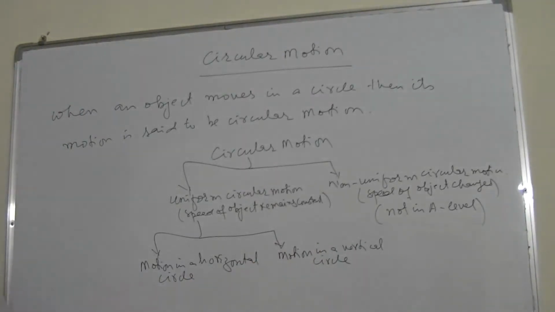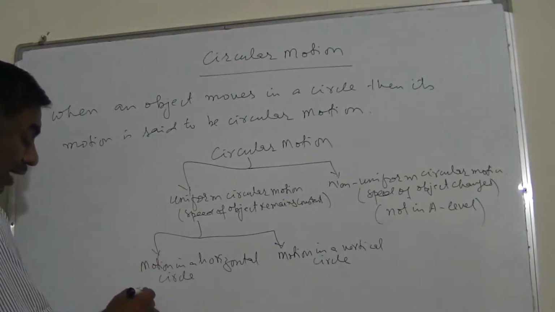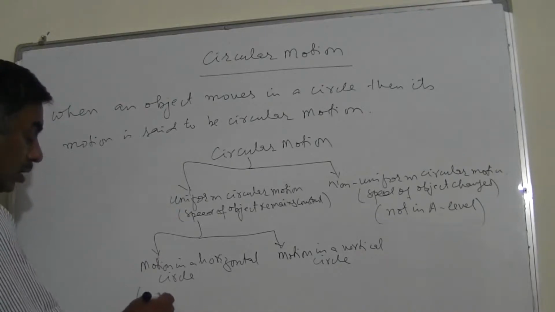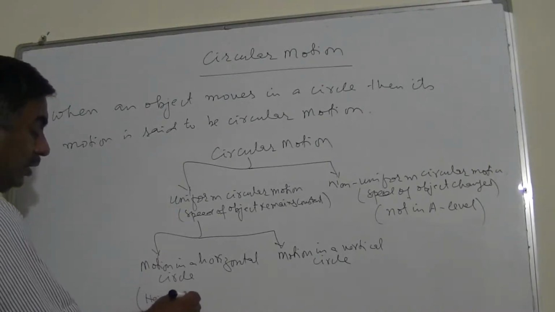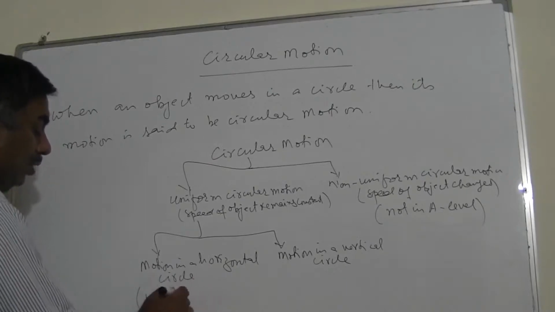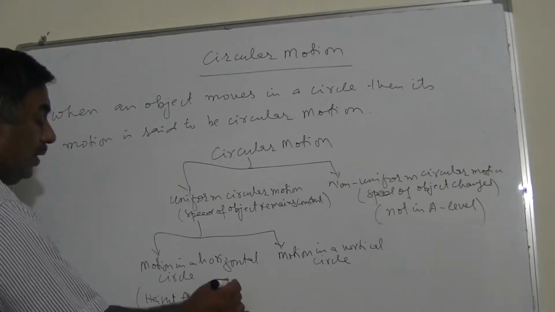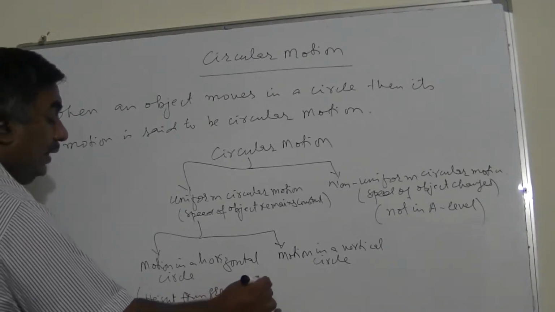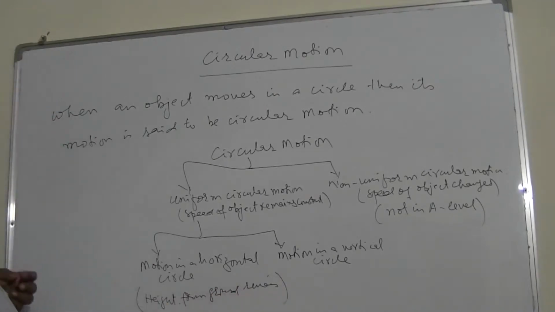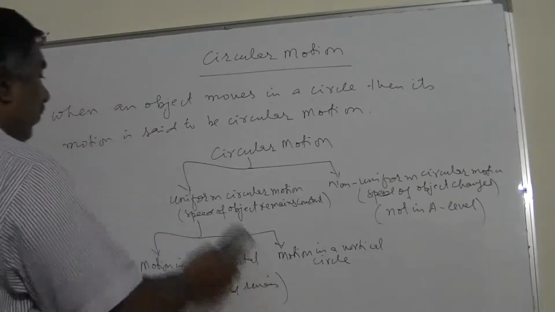Now, what is motion in a horizontal circle? When a body is moving in a circle and its height from the ground remains constant, then I will say its motion is in a horizontal circle. And motion in a vertical circle is when its height does not remain constant.